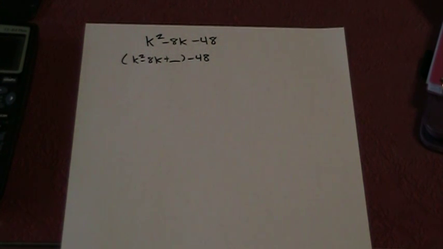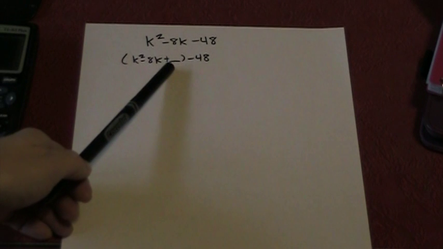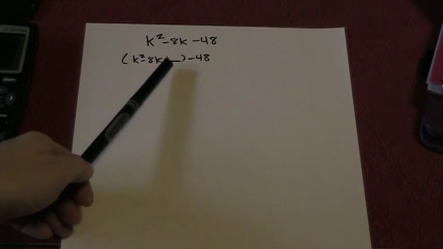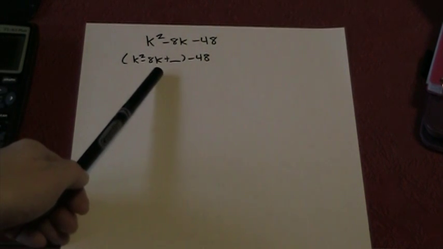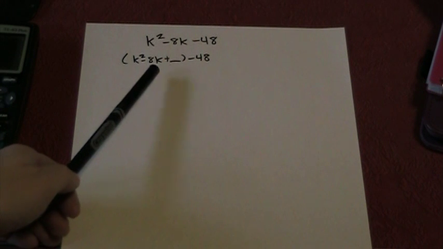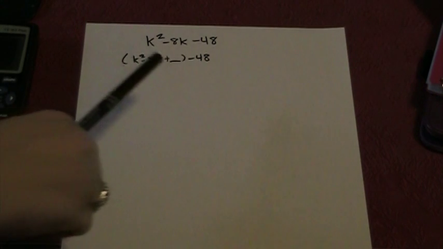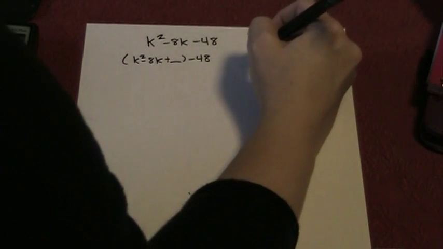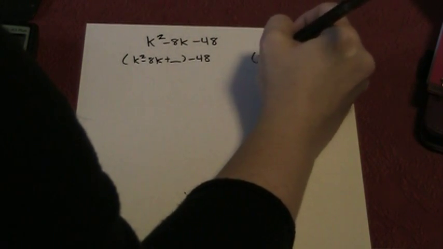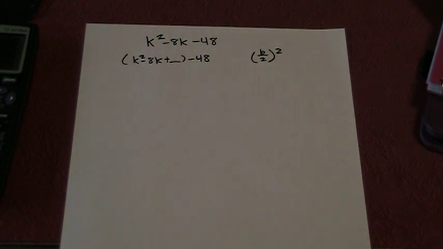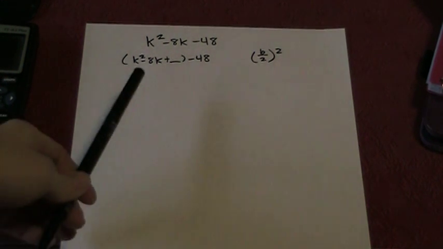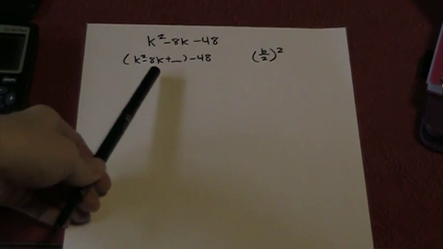And all that means is that I want to choose a number that if I used the X puzzle and factored this, I would get a binomial squared. An example of a binomial is k plus 3. And so there's a formula for that number. To find this number, I divide the b value by 2 and then I square it. So the b value is the value in front of the k term.